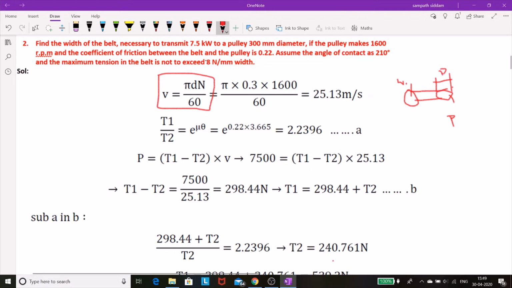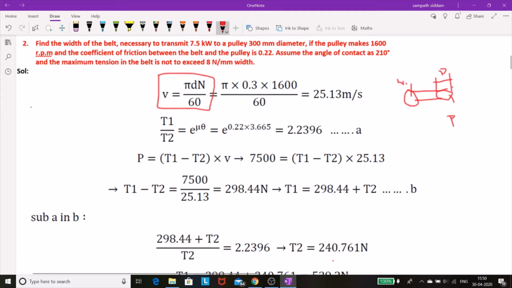From this, as V is equal to pi d n by 60, if we substitute the velocity over here, you will get a relation from the power in terms of T1 and T2. You also have another relation, the belt tension ratio, which is T1 by T2 is equal to e power mu theta. Please remember this very important relation, which is used in all problems. Mu is given, the friction, and theta is also given. Theta is 210 degrees, and you need to convert this 210 into radians.